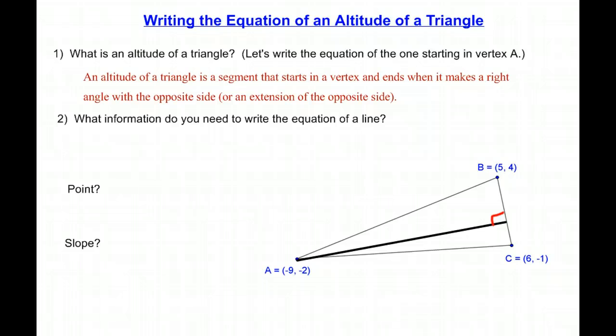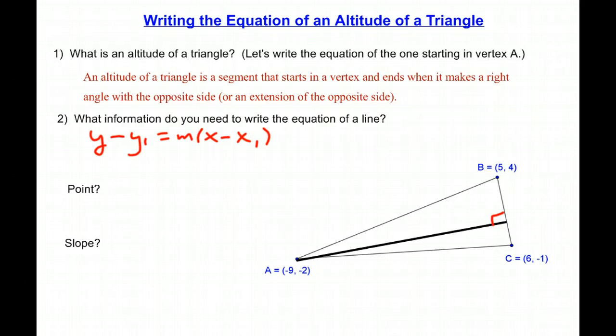In this case, we're going to write the equation of the one starting in vertex A. So I would recommend you sketch it in just like I did. Start at A and then go and try to make a right angle with side BC. Keep in mind when the altitude comes and hits side BC, it's all about making a right angle, and it most likely doesn't end at the midpoint of side BC. If it happens to go to BC's midpoint, that would be an accidental happening.